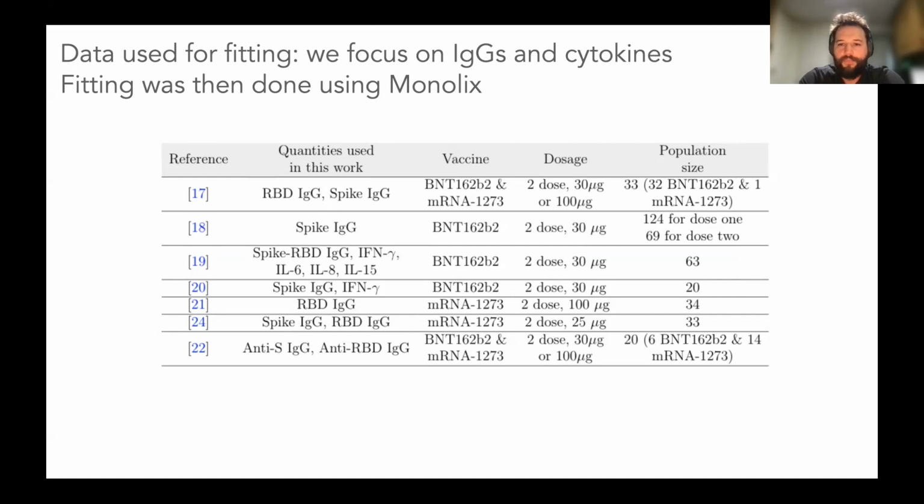So we have, as far as good temporal clinical data is concerned, some pretty strong data sets that are going into these fits. And again, we're predominantly using IgG, and we have IFN gamma, and you can see, for example, from reference 19, they focus on a few interleukins, 6, 8, and 15 that we collected and fit to as well.